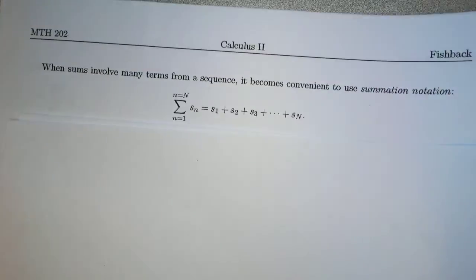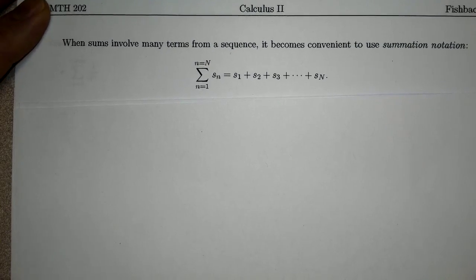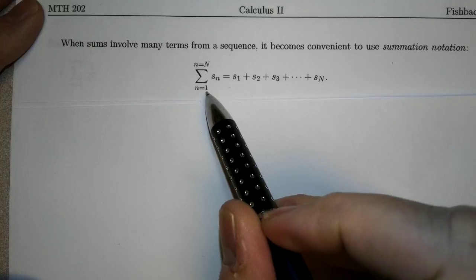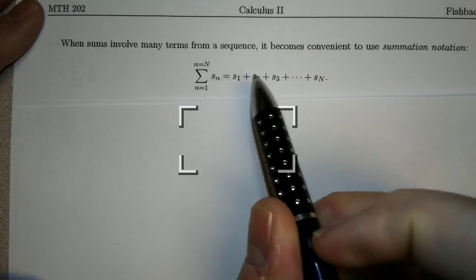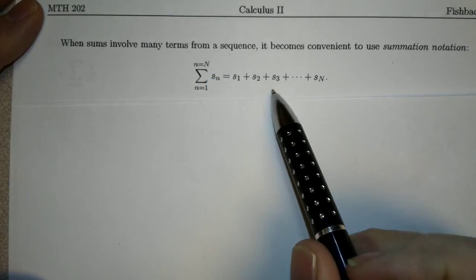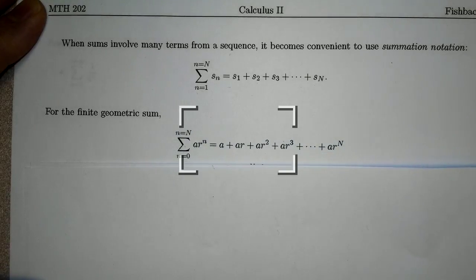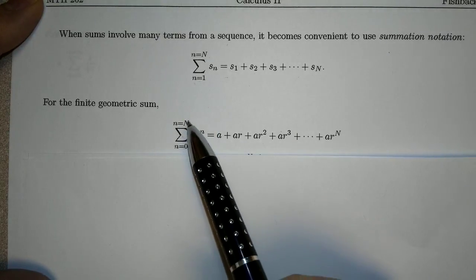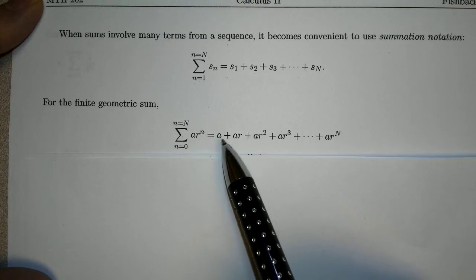When we add together many terms, it's convenient to use sigma notation. So the sum from n equals 1 to capital N of any sequence S sub n, we start at the index 1, S1, we move to the next index S2, and we keep adding terms together up through S sub capital N. You saw this notation in Calculus 1 in your discussion of Riemann sums. Now for the finite geometric sum, what we do is we start at n equals 0. So n equals 0 to capital N. We plug in n equals 0 here, so we would have a times 1.